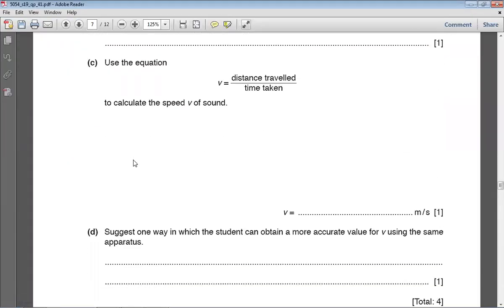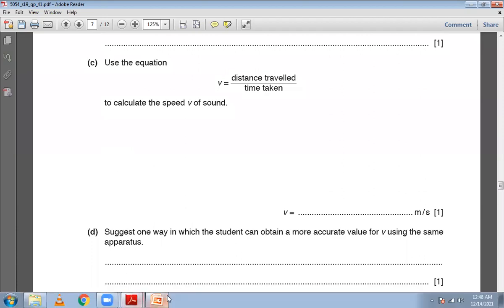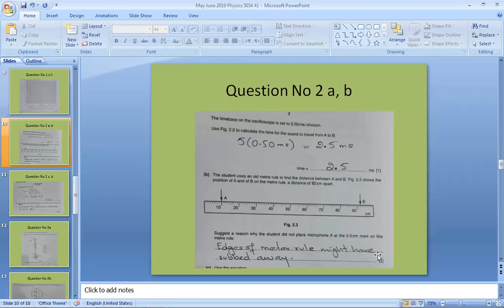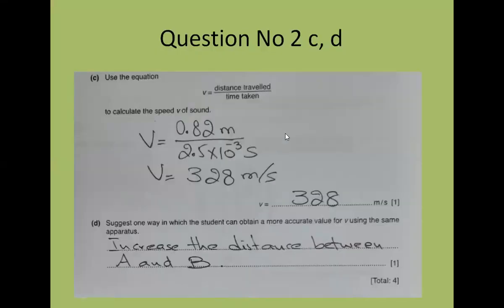He says, use the equation V is equals to distance traveled divided by time taken to calculate the speed V of the sound. Okay. So the distance traveled, we have just shown the distance traveled. The time taken is 2.5 milliseconds. The distance traveled is 82. So the distance traveled is 82 centimeters.